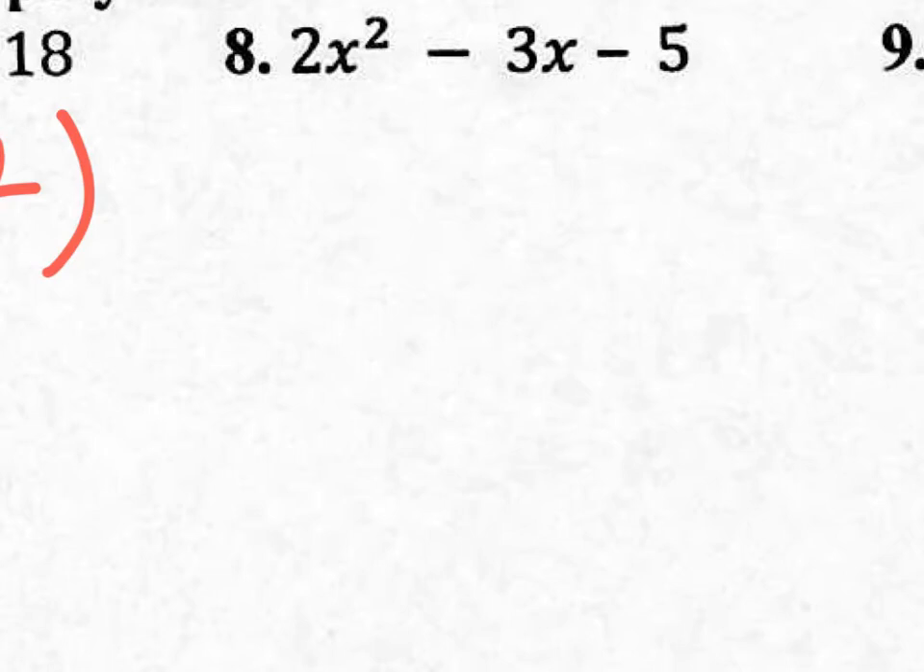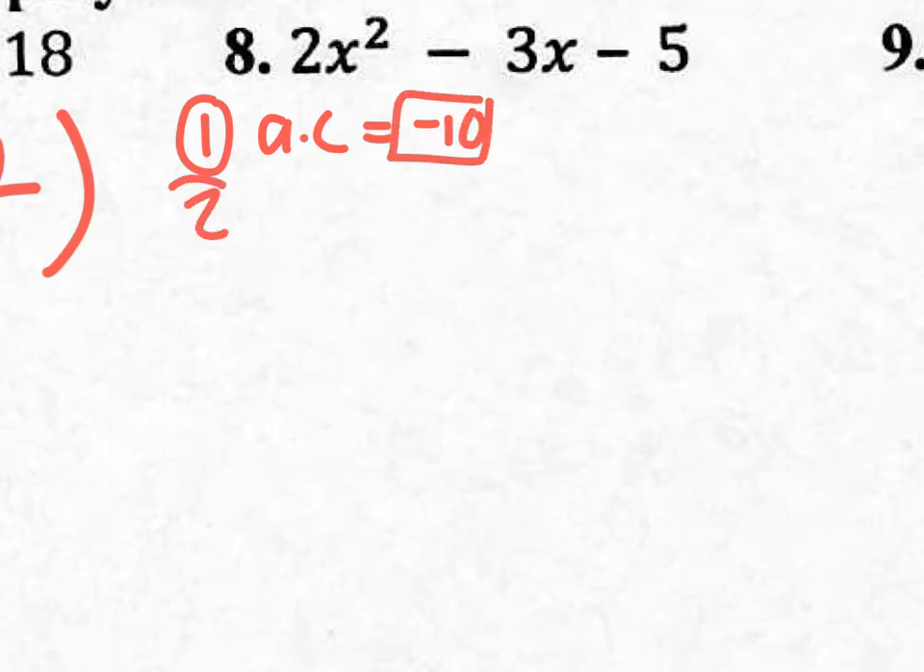Well, we have to use that method of converting it to a 4-term polynomial to be able to factor by grouping. So step 1 would be to multiply A times C, right? And you'd get negative 10. And step 2 is to think of the multiples of negative 10 that combine together to give you the middle value, which happens to be negative 3x, or negative 3 in this case.